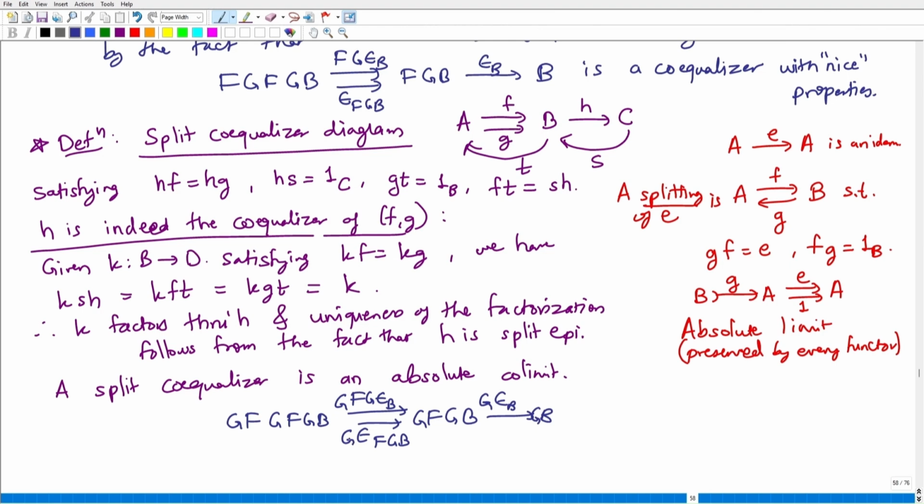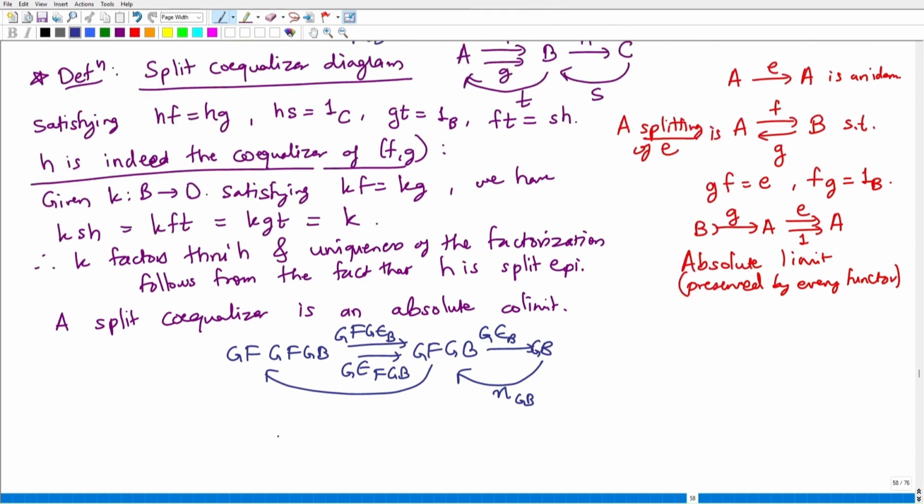And now notice something. I added G everywhere. Now this becomes a split co-equalizer diagram. Because for G epsilon, what is G epsilon sub B? Does it have a splitting from triangular identities? Eta, yes, eta sub GB. Correct. And in the reverse direction, from GFGB to GFGFGB, what do we have? It's eta sub GFGB. So using all the diagrams that we have drawn so far, you can check this to be a split co-equalizer diagram.